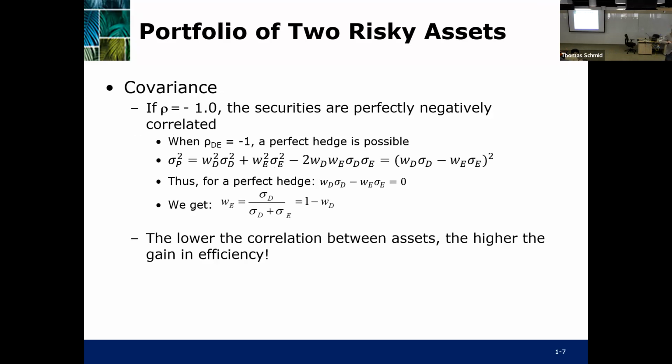Easiest case, they always move by the same level, so they have the same standard deviation. That just means you invest half in the one asset and half in the other asset, because then if one asset goes up 2%, the other asset goes down 2%. Or the first asset goes down 5%, the second asset goes up 5%. So that would be completely riskless. Your portfolio return would always be zero.